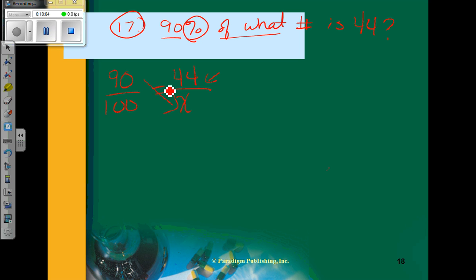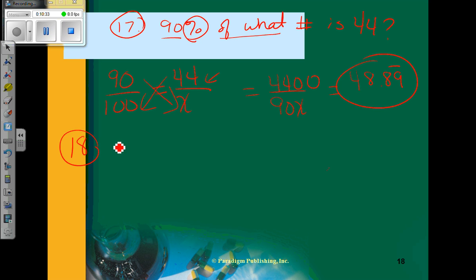So you're going to cross multiply. 90 times x is 90x, and it goes where? On the bottom always. 44 times 100 is 4,400. So 4,400 divided by 90 would be 48.89. Okay. Then we do one more here.